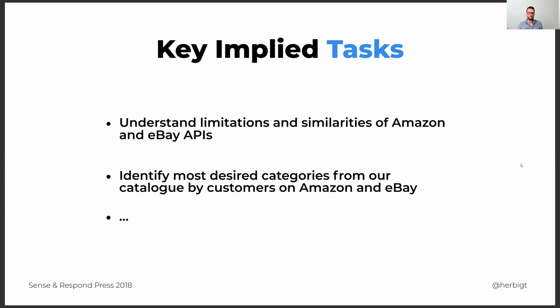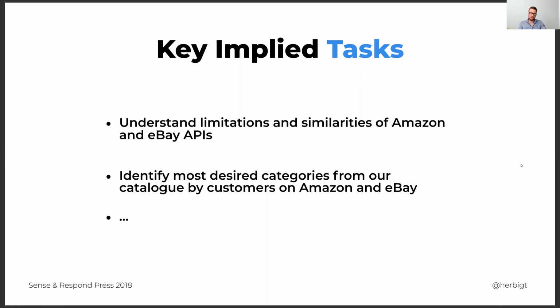So in our case, it would be understand the limitations and similarities of the Amazon and eBay APIs, and we need to identify the most desired categories. And it could be continued with more specific product tasks. So what you notice here is a theme that it's really about giving teams the freedom to react to the learnings they make along the way to redefine the specific day-to-day tasks they need to complete to achieve that.